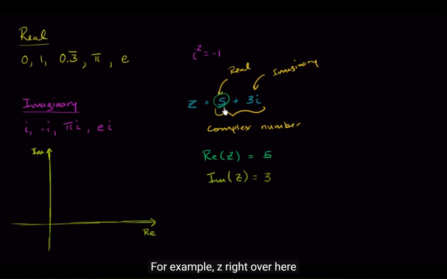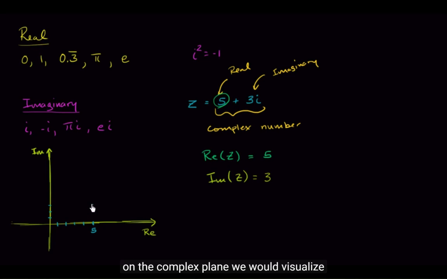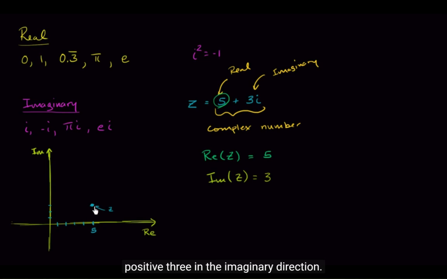So for example, z right over here, which is 5 plus 3i, the real part is 5. So we would go 1, 2, 3, 4, 5. That's 5 right over there. The imaginary part is 3. 1, 2, 3. And so on the complex plane, we would visualize that number right over here. This is how we would visualize z on the complex plane. It's positive 5 in the real direction, positive 3 in the imaginary direction.